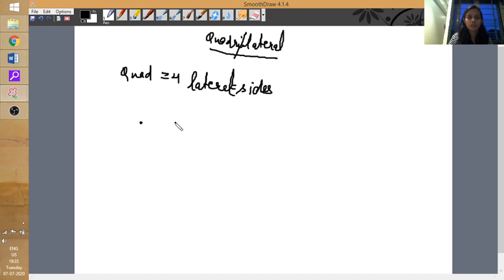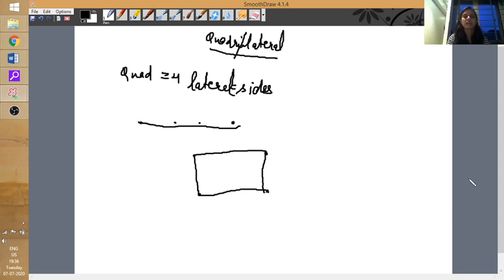If points are collinear, meaning in one line, then that is a straight line. You can see the points on a straight line. If the 4 points are not collinear, then you get a quadrilateral when you join them. It can be a square, it can be a rectangle. Sorry for the diagram, but I hope you are understanding. So quadrilateral means 4 sides.